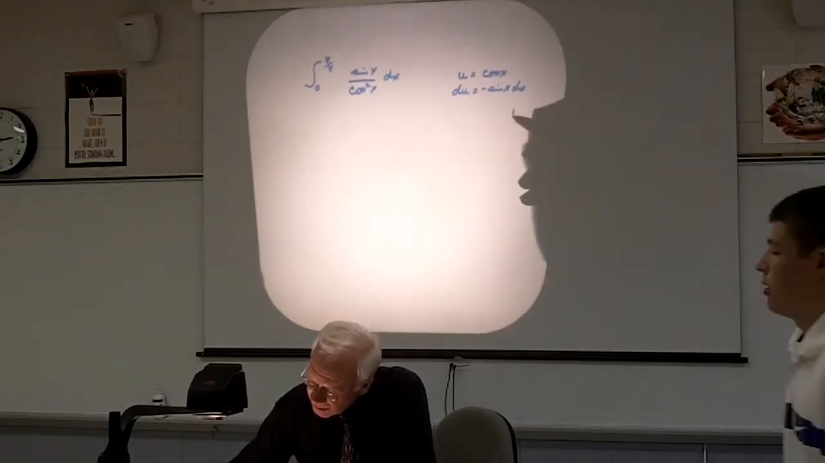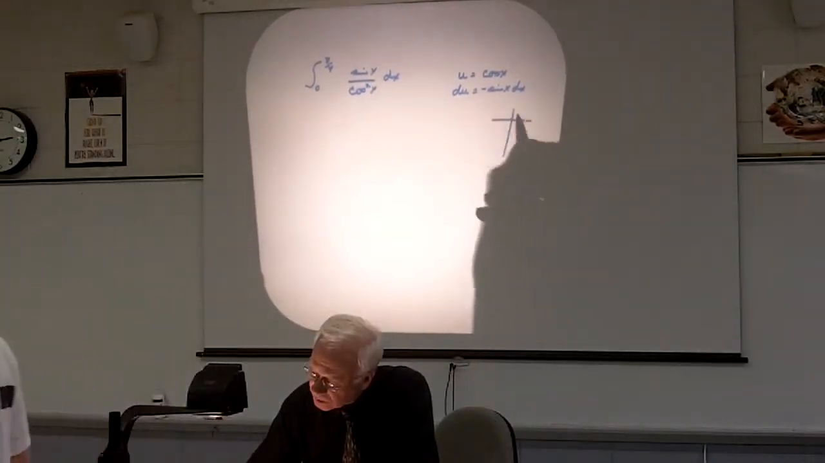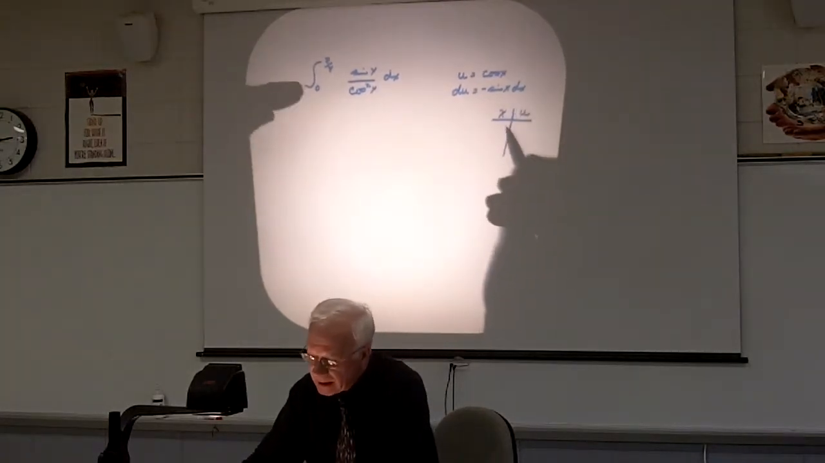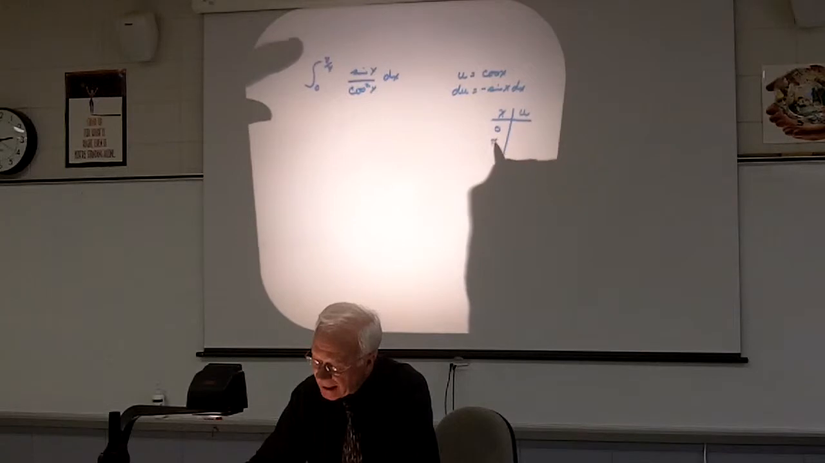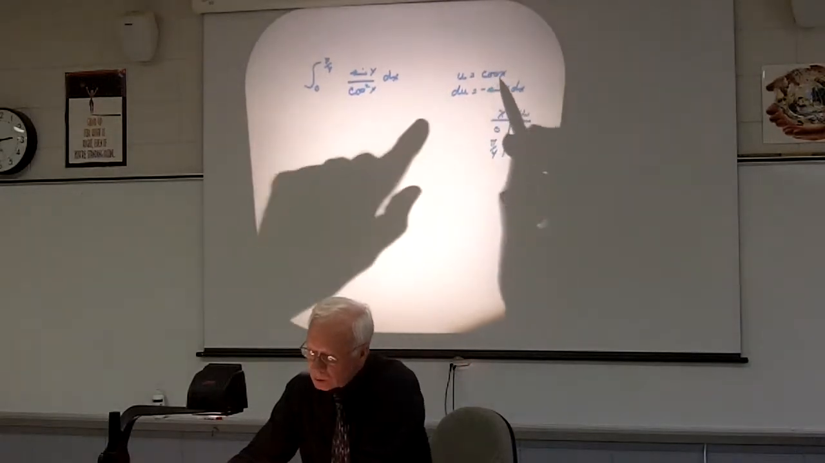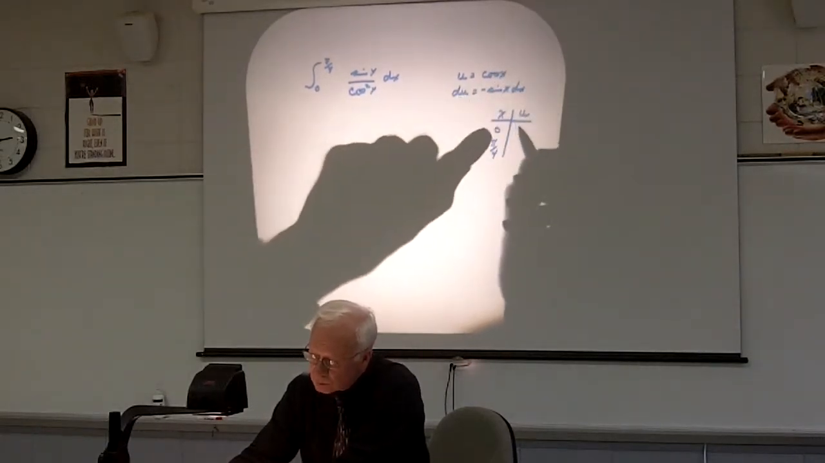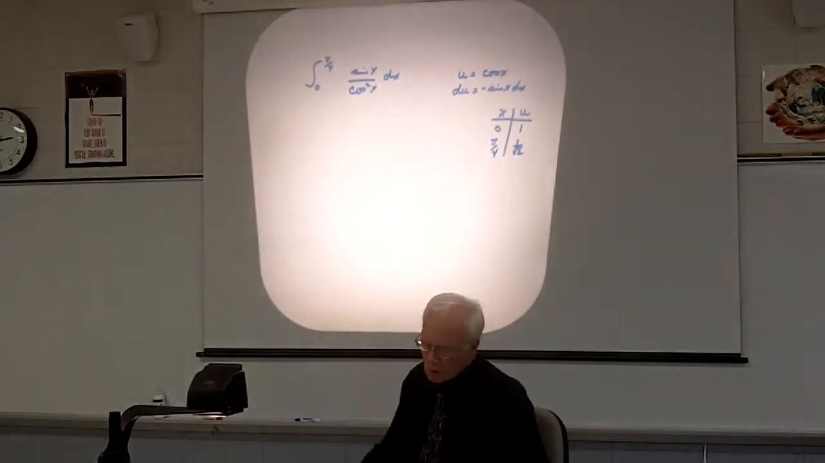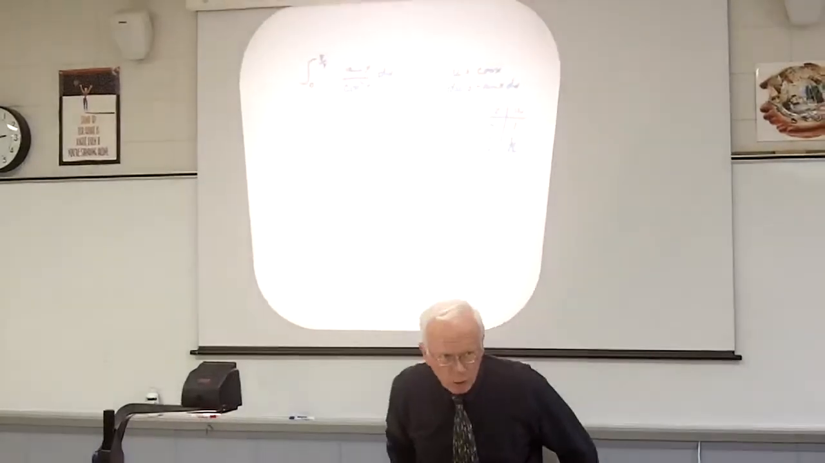Okay, now while I'm still at it here, I'm going to do this too. Here is x, and here's u. Here is 0, and here's pi fourths. Now, when x is 0, what's u? 1. And when x is pi fourths, it is equal to square root of 2 over 2. And I'll just write it this way, which I did yesterday also. Okay? Any questions about this point?